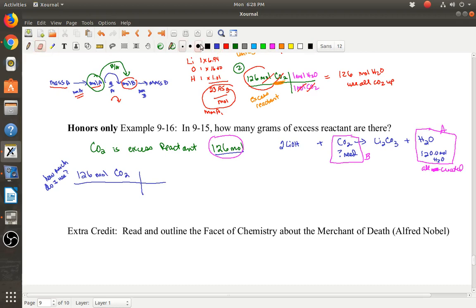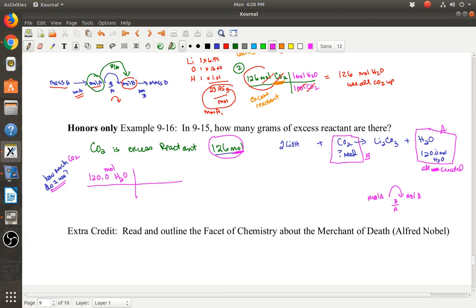So let's erase this and set it up. All right, so I start now with the amount that I know for sure I create: 120 moles of water. And I'm trying to figure out how much CO2 I use or need. Okay? So I have A, and it's in moles, and I need B. And since CO2 is in moles, I need B in moles. So I get the moles of A ratio to the moles of B using the molar ratio. So it's an easy conversion, okay?